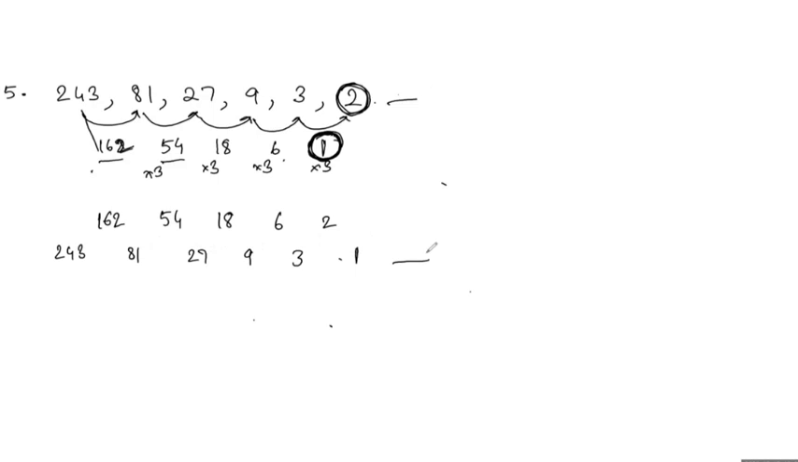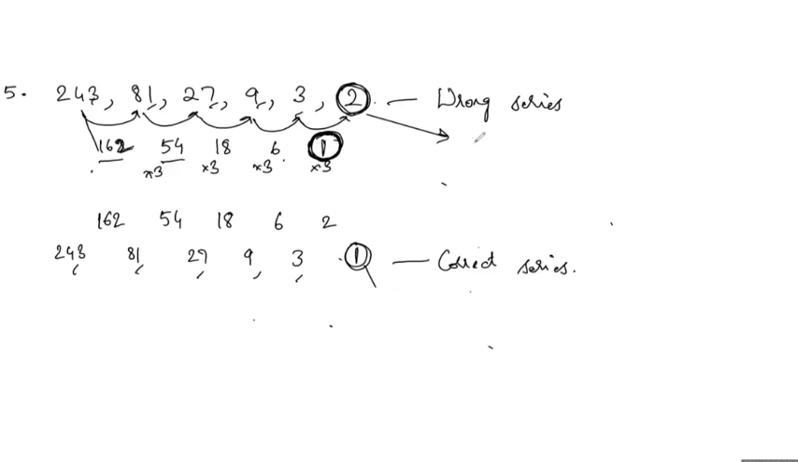Ma'am. Which is the wrong one? 2. Yes, this is the wrong series. This is the correct series. So check all numbers. 243, 243, 81 matching. 27 is here, 9 is here, 3 is here. Here there's 2, but here it is 1. The correct number is 1. So the wrong number is 2. This is the wrong number.